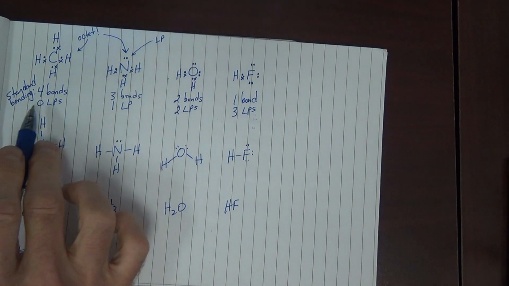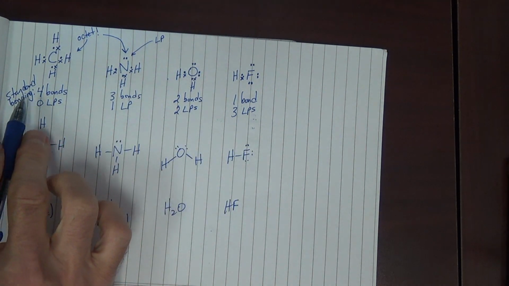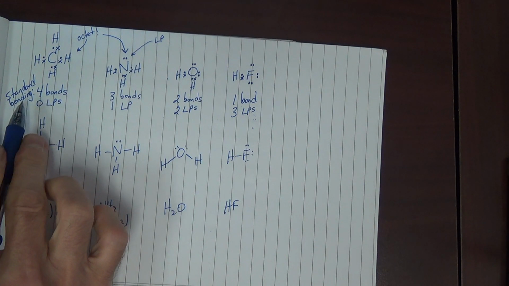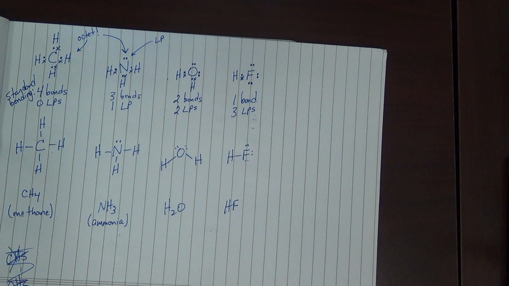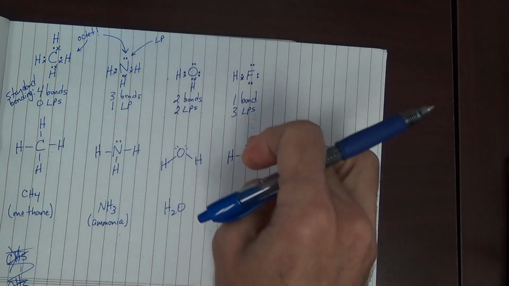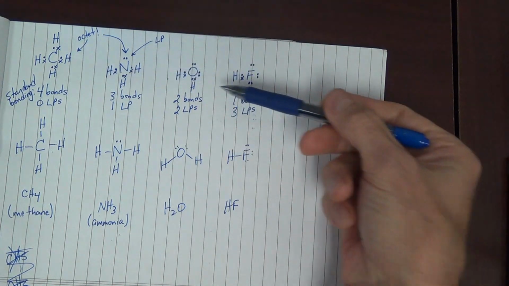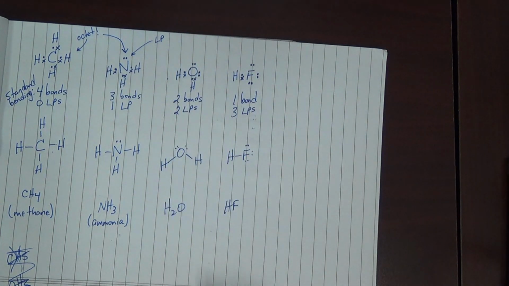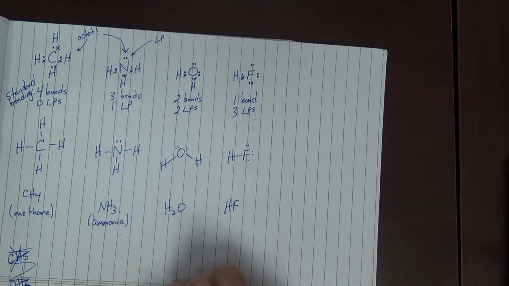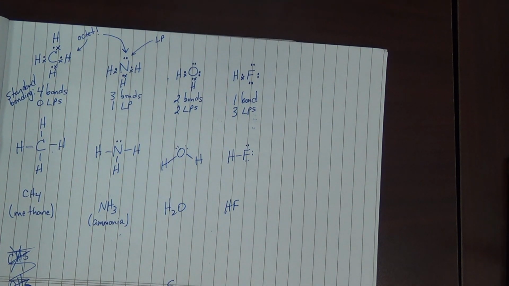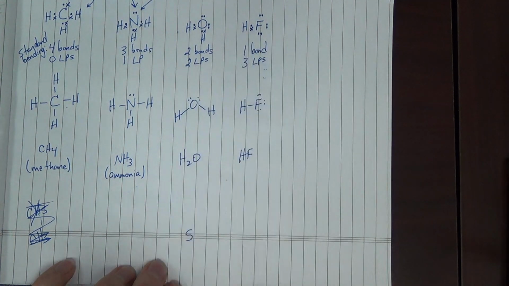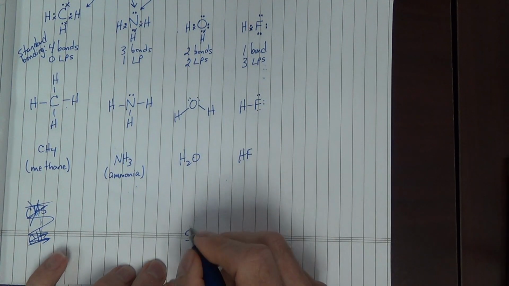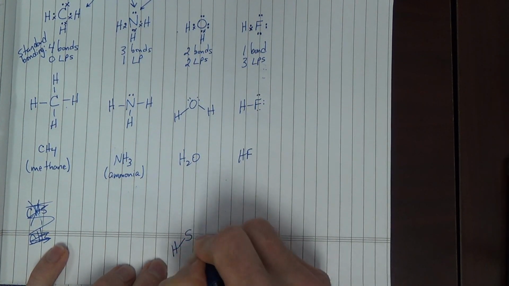So I'm showing standard bonding here for the second row elements that are most commonly seen, particularly in organic chemistry. But this also applies to elements underneath these. For example, sulfur. What's common bonding for sulfur? Well, it's 2 bonds, 2 lone pairs. For example, you can have H2S.